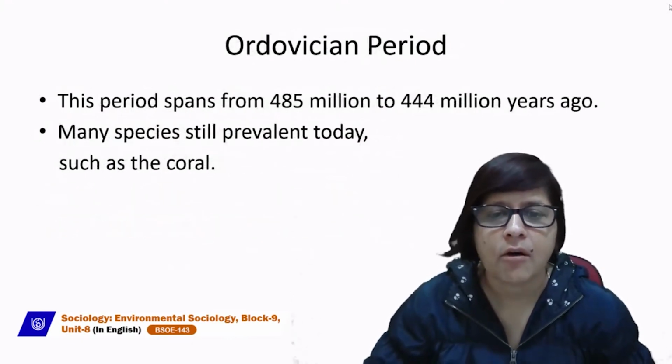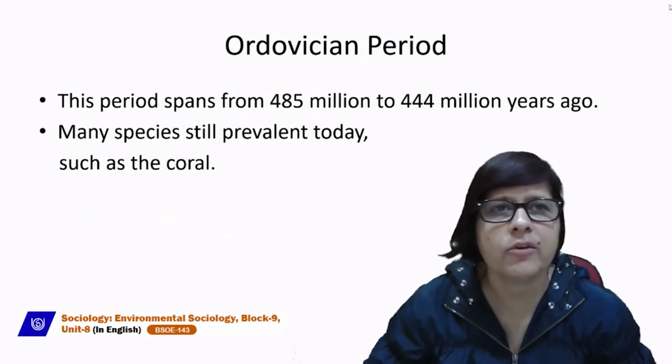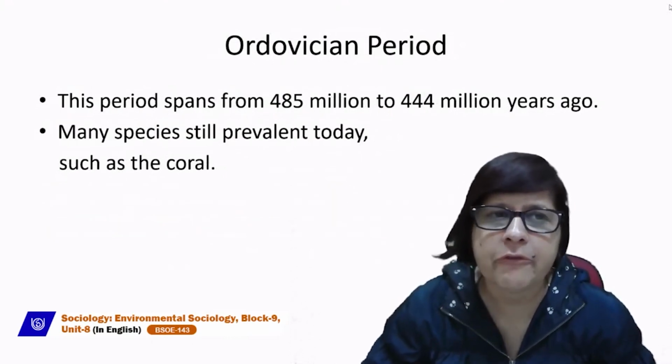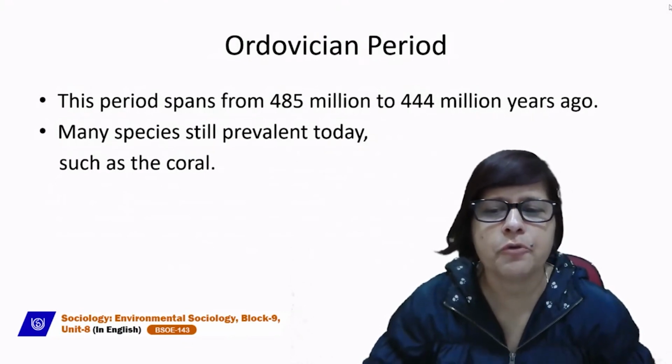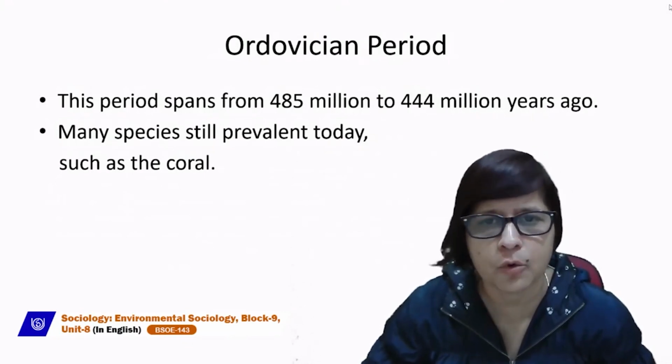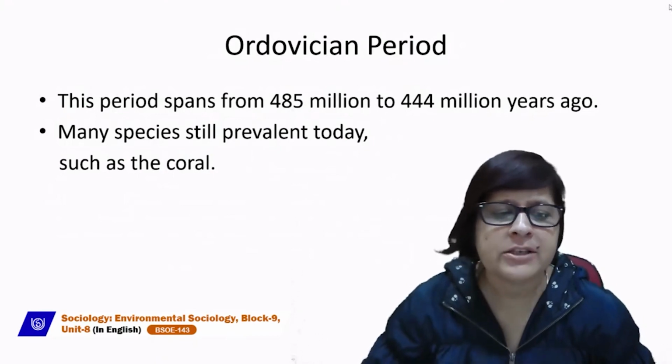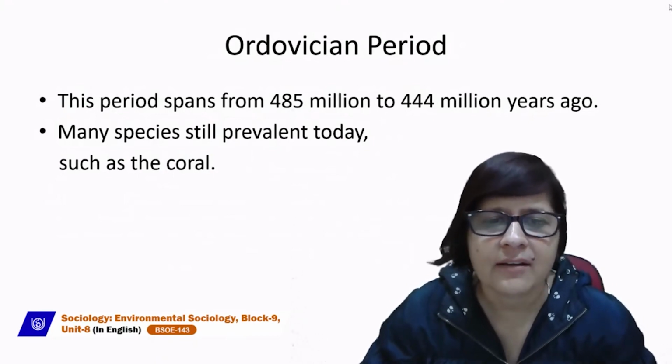Next is Ordovician period. What is Ordovician period? This period spanned from 485 million to 444 million years ago, and many species still prevalent today, such as coral, appeared.